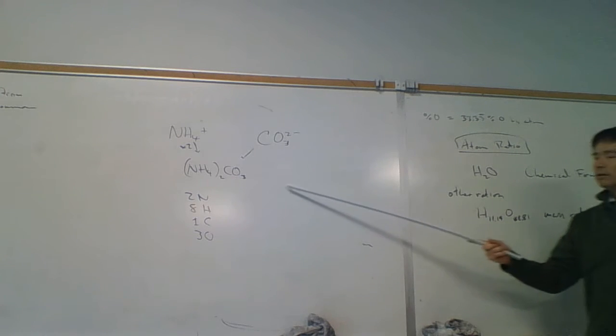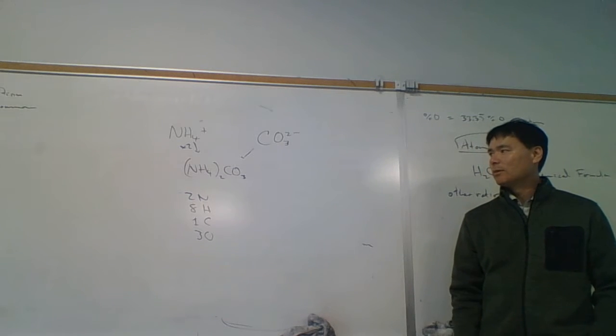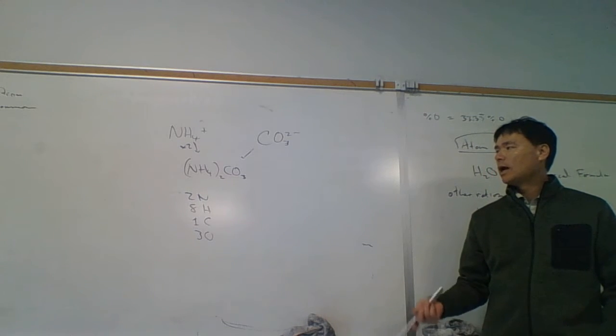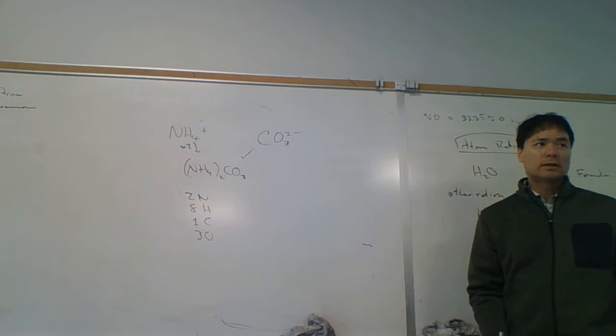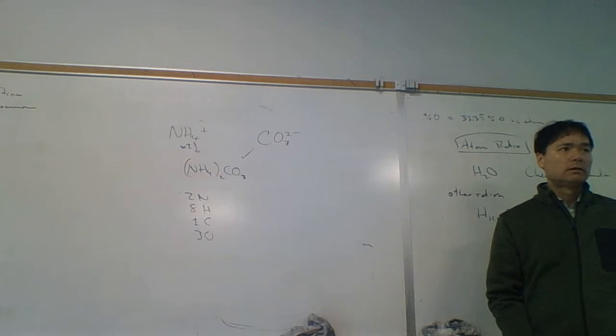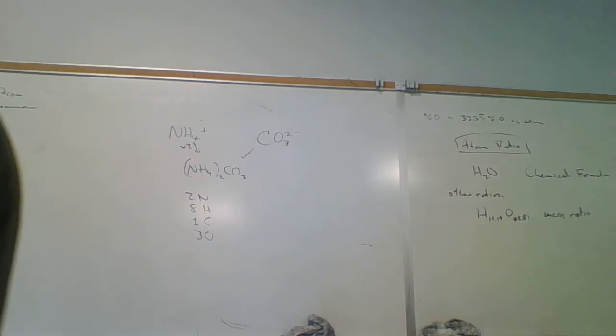So that's it. For molecules, though, we have discrete molecules. Now, how do you recognize a molecular compound from an ionic compound? What did I say last week? How do you recognize if something's molecular or something's ionic?